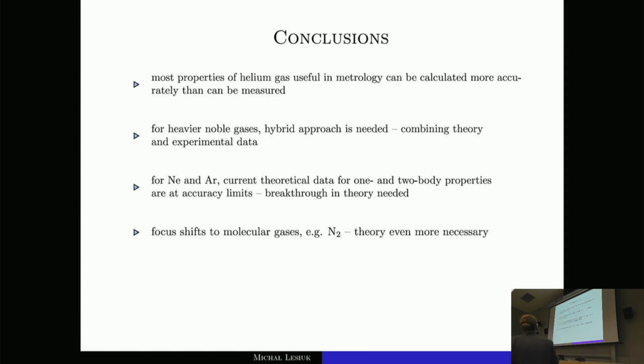For noble gases, we use a more hybrid approach where some parts are calculated and some parts are measured: things which are difficult to measure are calculated, and things which are difficult to calculate are hopefully measured. So it is this combination. For neon and argon, I think we have reached the capabilities of current theory, so we need some breakthrough to push by an order of magnitude, for example. And our focus now shifts to N2. We have a large project working on the properties of N2. And here the problem is that we need more theory development to tackle it.